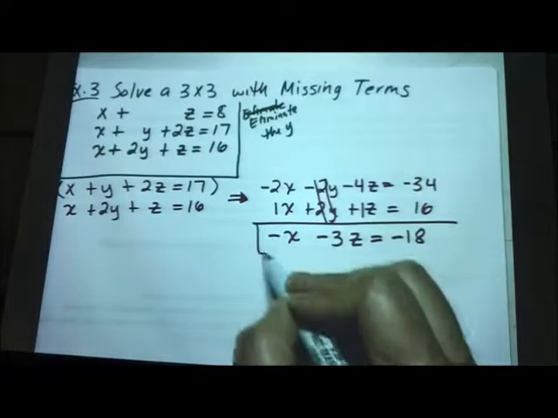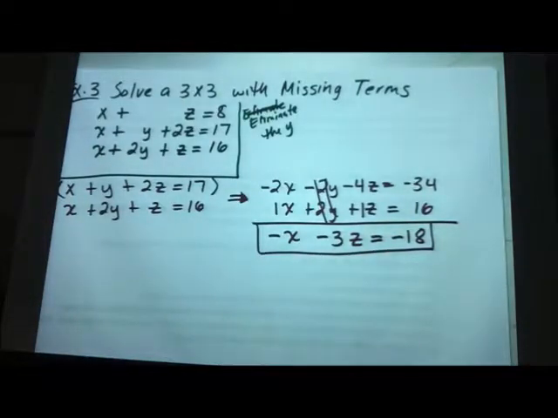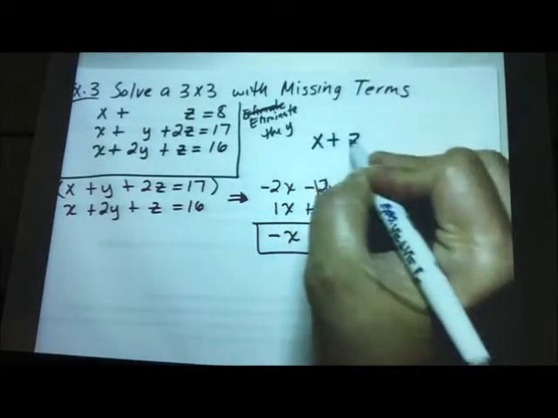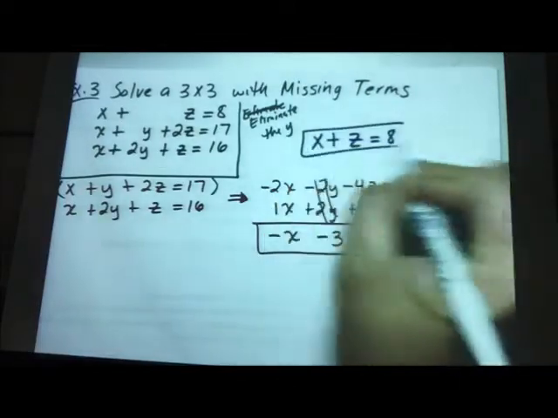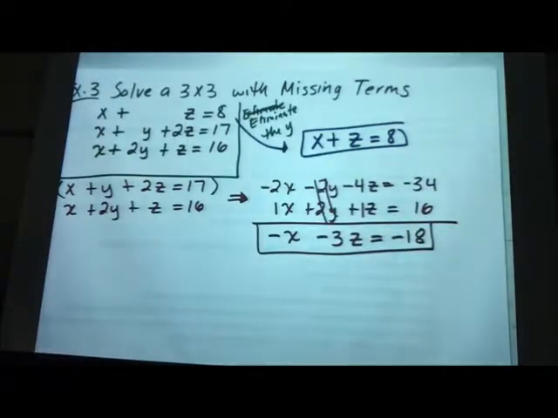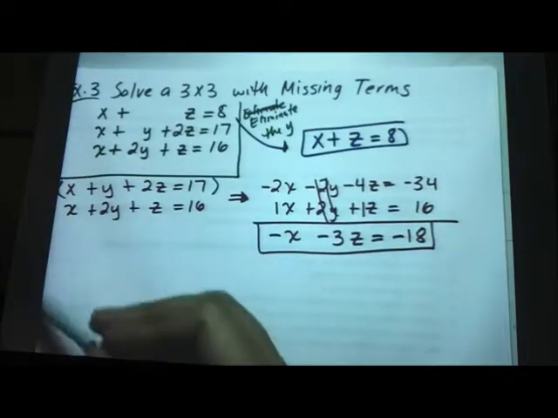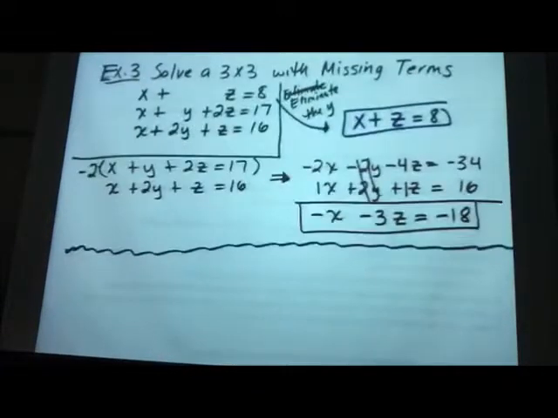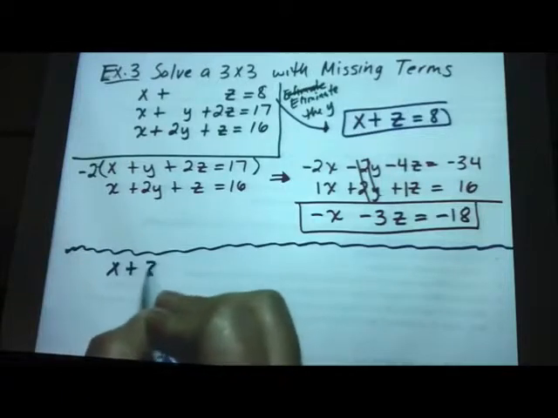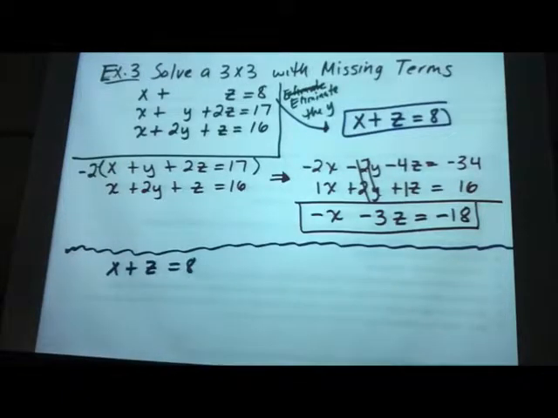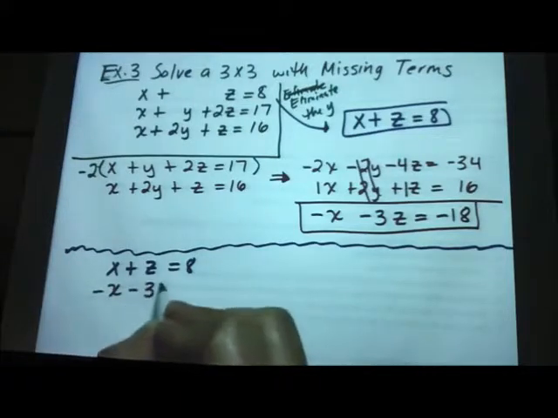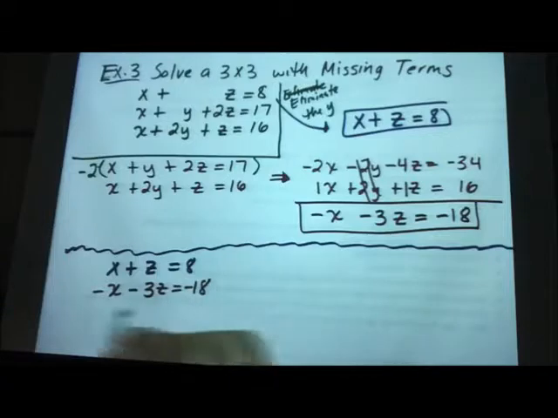So I have an equation here, but I already have an equation from the top. This one is ready to go. So now that I have both equations, we're ready to work with those two. So we have x plus z equals 8 and negative x minus 3z equals negative 18.